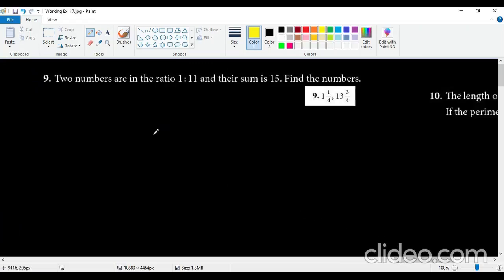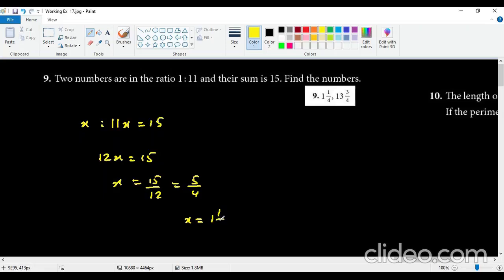The numbers are in the ratio of 1 and 11. That means the first number is x, and the second number is in the ratio of 11. Now in here the sum is 15. So that means 12x equals 15. So that means x is equal to 15 over 12. Or you can say 3 times 5 is 15, 3 times 4 is 12. So your final answer is x equals 1 whole 1 over 4.